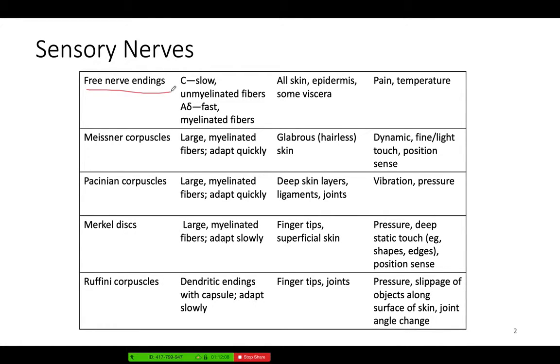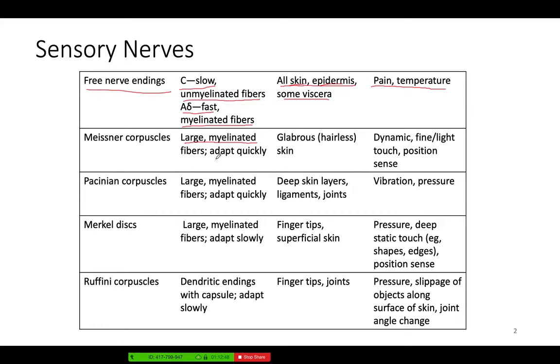So for our free nerve endings, this is one I really want you to know. Our C-type are slow, and they are unmyelinated fibers. Okay. Our A-delta type are fast, and they are myelinated fibers. We see this in all of our skin, epidermis, and some visceral organs. This is responsible for somatic pain. When we say somatic pain, that means pain that we can detect, that we can feel. Okay, and so that is obviously our skin, the epidermis of the skin, and it's all responsible for pain and temperature. Pain and temperature.